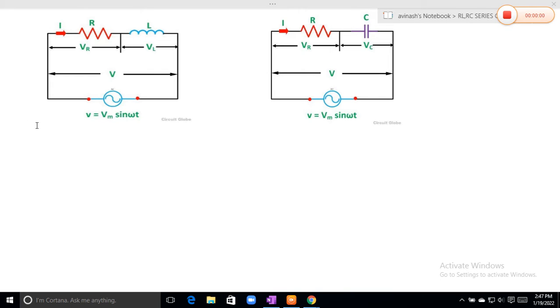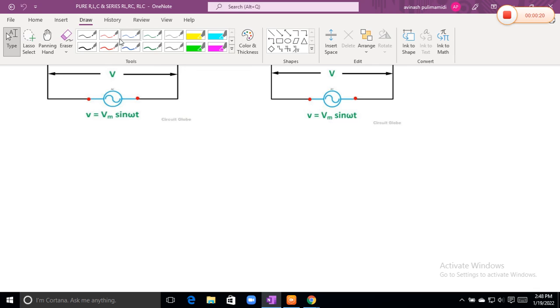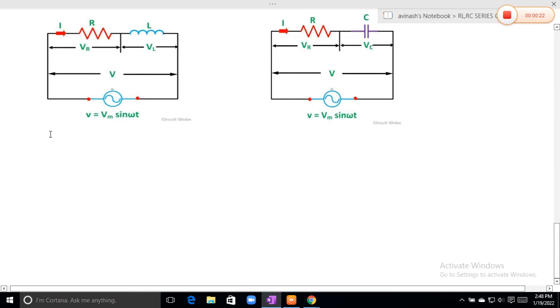Hello students, previously we have discussed the pure resistance, pure capacitance and pure inductance circuits. For that, we have seen the voltage, current and power equations. Now we will discuss the series RL circuit. You can see here this is the first figure, figure 1 of the series RL circuit.